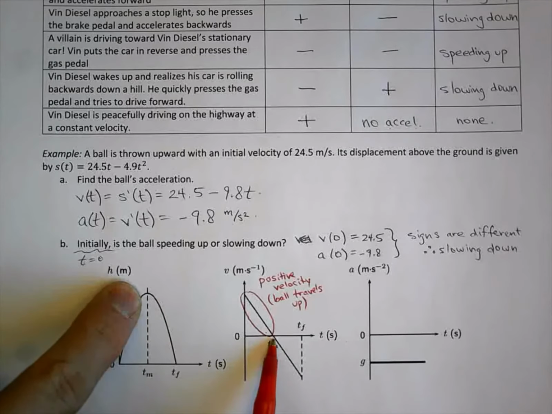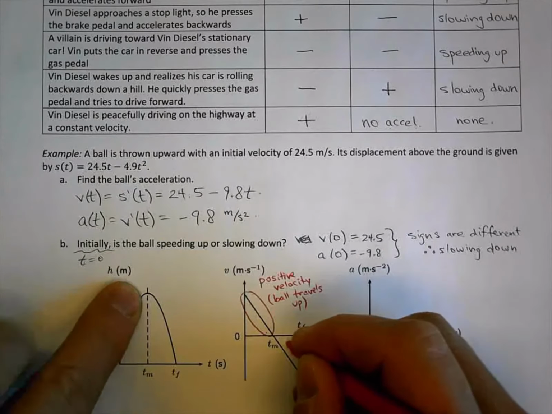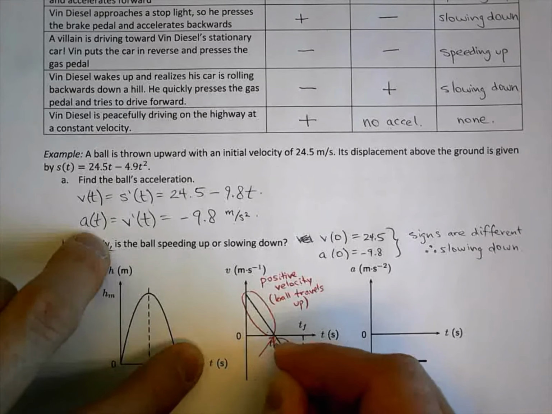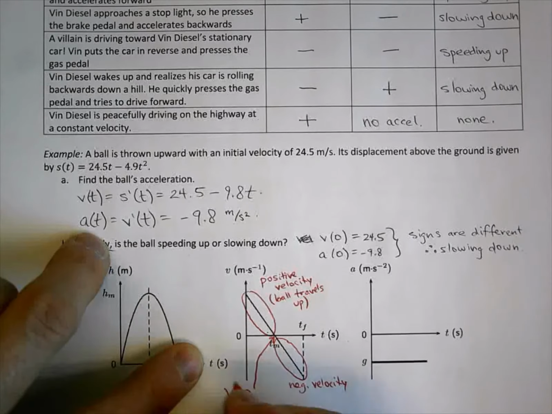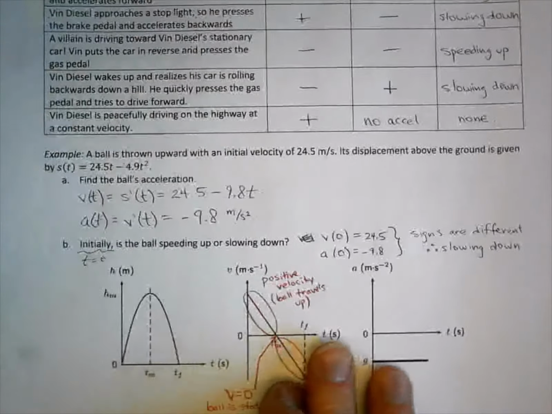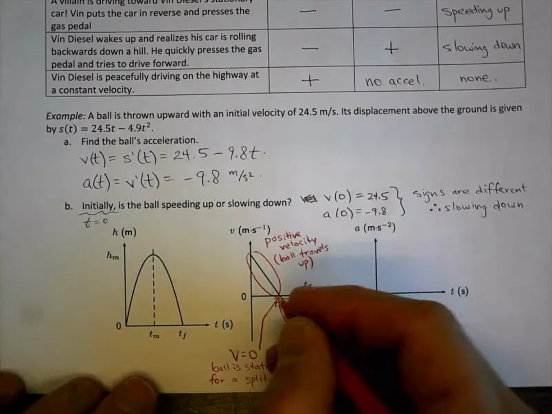At the top, that corresponds to a velocity of 0. So for a split second, the ball stops. It just is stationary. And then the velocity is negative. So this is a negative velocity. And at this point, v equals 0. Ball is stationary for a split second. So this can be confusing.